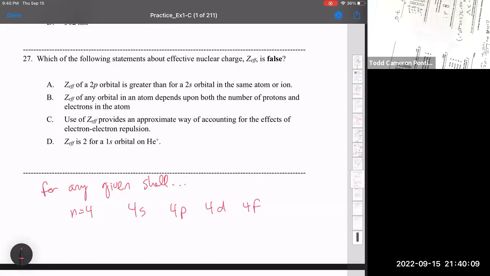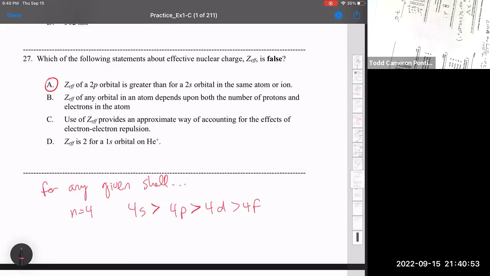4s is always closest to the nucleus. And so this is going to have the greatest effective nuclear charge. So s is always going to experience a greater effective nuclear charge than the p, which will experience a greater effective nuclear charge than the d, which will experience a greater effective nuclear charge than the f. Okay. So in terms of these, it says the effective nuclear charge of a 2p orbital is greater than a 2s orbital in the same atom or ion. That is false. 2s is always going to be greater. So this one is false.